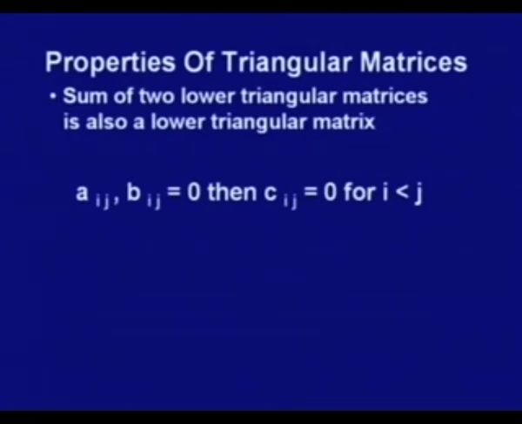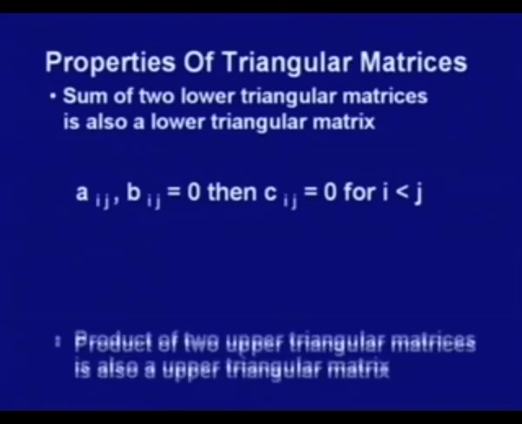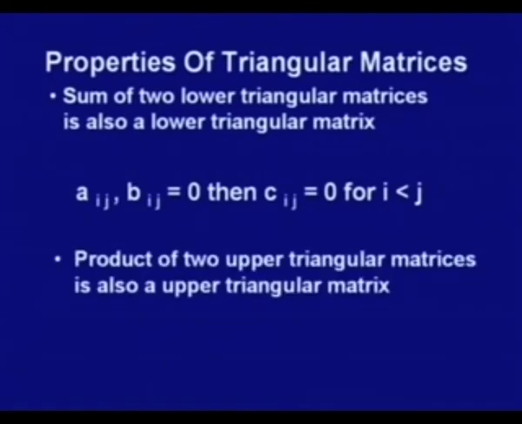A similar result is obtained for the upper triangular matrix, and that can be proved along the same lines, and the result is that the sum of two upper triangular matrices is also an upper triangular matrix. Now, this is regarding the sum of two triangular matrices.